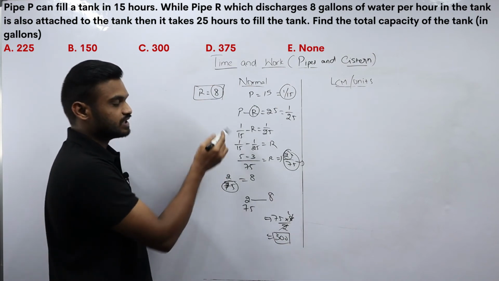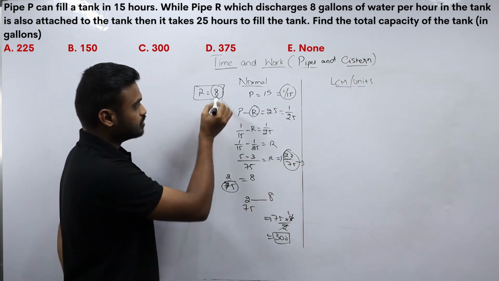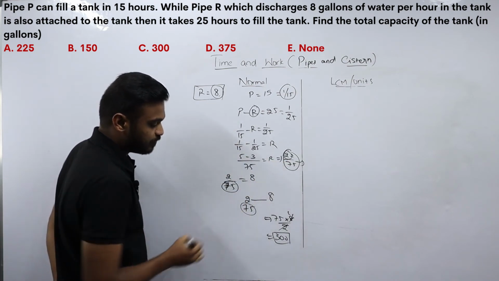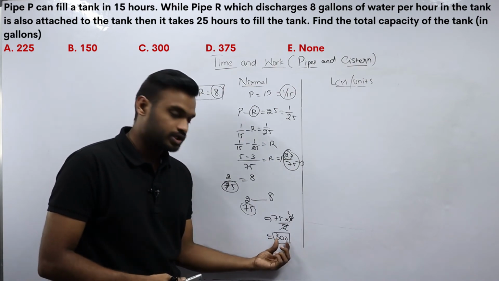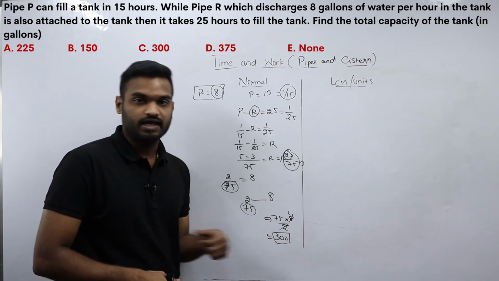Here R is discharging 8 gallons of water per hour. So 2 parts is equal to 8 gallons per hour, right? So then what is the capacity of 75 parts? That is 300 units or 300 parts. That is, the total capacity of the tank is 300 gallons.